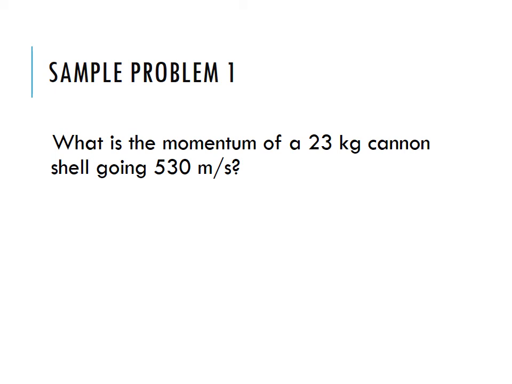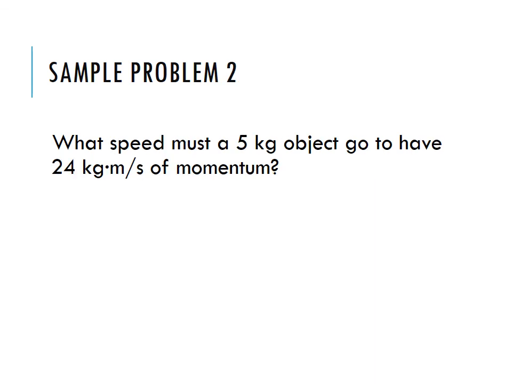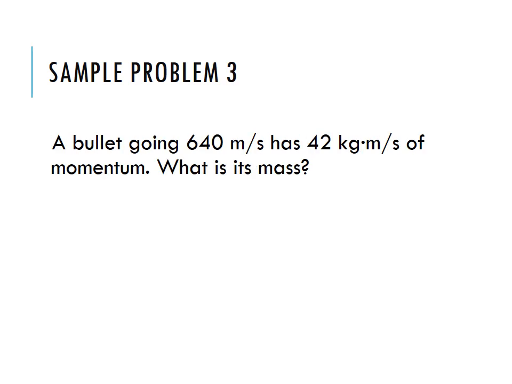We walked through sample problems. All right, the momentum of a 23 kilogram cannon shell going 530 meters per second. Mass times velocity, and we got a number. What speed must a 5 kilogram object go to have 24 kilogram meters per second momentum? With this one, we talked about being able to round off what the answer is in your head. So 24 divided by 5 is going to be a little less than 5. And the last one, finding the mass. There were only 3 variables, and so we solved for each in a different problem.